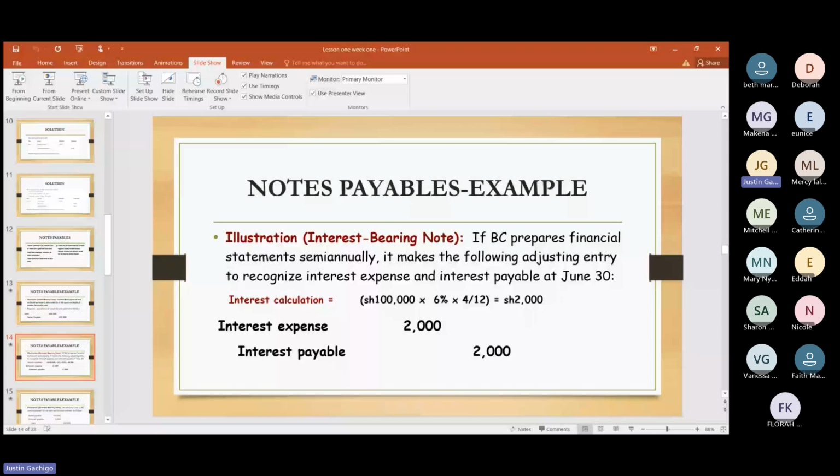And now to record this, you debit interest expense and you credit interest payable. Interest expense is an expense. Again, from the P&L side, or the profit and loss account, we normally say when an expense increases, you debit. When an expense decreases, you credit.